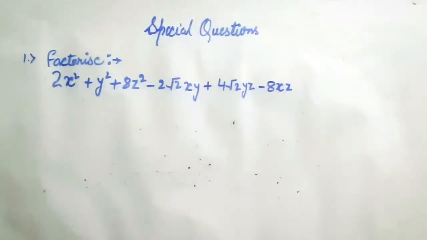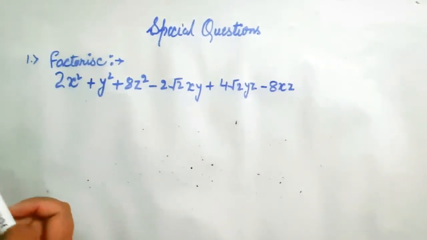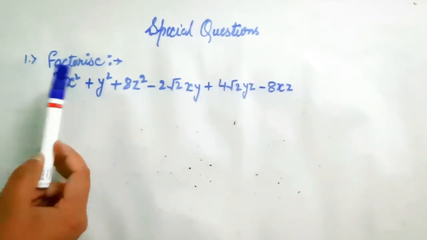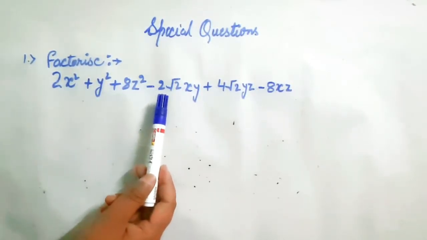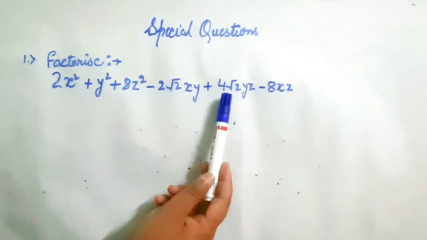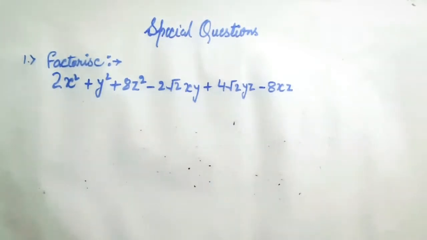Namaste everyone. Today we are going to discuss a few questions for class 9th, and the first one is: factorize 2x square plus y square plus 8z square minus 2 square root 2 xy plus 4 square root 2 yz minus 8xz. Now first of all we need to identify which identity we can use to solve this question.